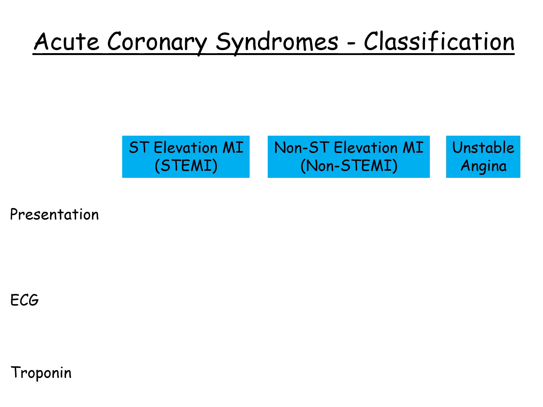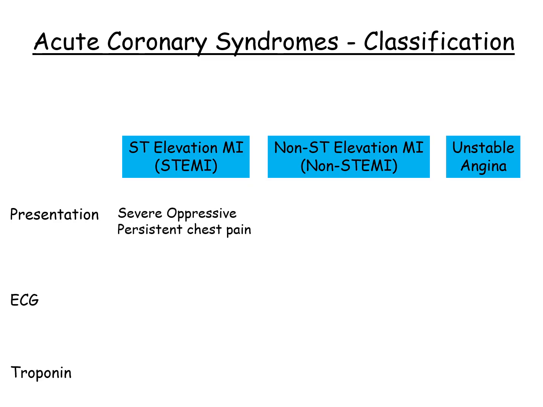In the next two slides, we will go over the classification of patients with acute coronary syndromes or ACS patients, and we will see how do the presentation, ECG findings, and troponin help us in making the distinction between the different classes. ACS patients are divided into three categories: ST elevation myocardial infarction or STEMI, non-ST elevation myocardial infarction or non-STEMI, and unstable angina. Let's start with ST elevation myocardial infarction.